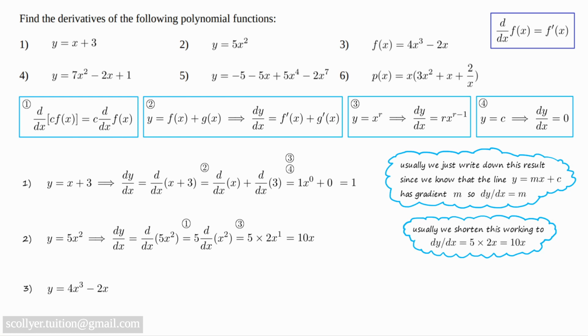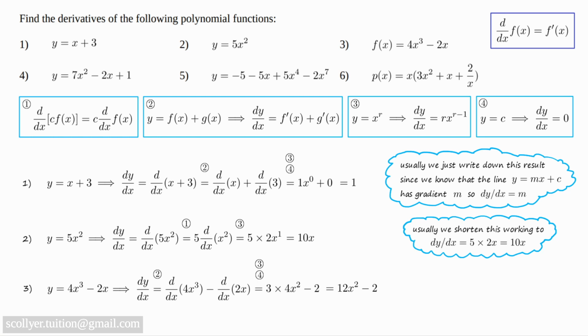Problem 3. If y equals 4x cubed minus 2x, then dy by dx equals d by dx of 4x cubed minus d by dx of 2x. And this follows from rule 2 even though we are subtracting two functions and not adding them. And we obtain 3 times 4x squared minus 2 by rules 3 and 4, which becomes 12x squared minus 2. So the derivative of 4x cubed minus 2x is 12x squared minus 2.